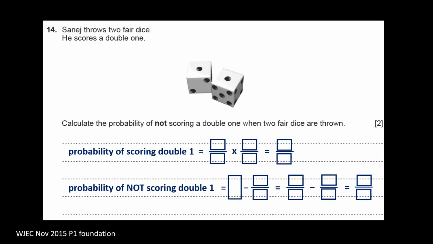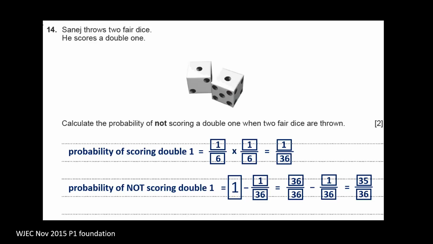So the probability of scoring a double 1, well, a double 1 means 1 and 1. So it's the probability of scoring 1 times the probability of scoring a 1. So that's 1/6 times 1/6. Now when you multiply fractions, top times the top, bottom times the bottom. There we go. Now the probability of something not happening is 1 take away the probability of that thing happening. So the probability of not scoring a double 1 is 1 minus a 36th. Now 1 is 36/36ths, and take away 1/36th gives us 35/36. So there we go.